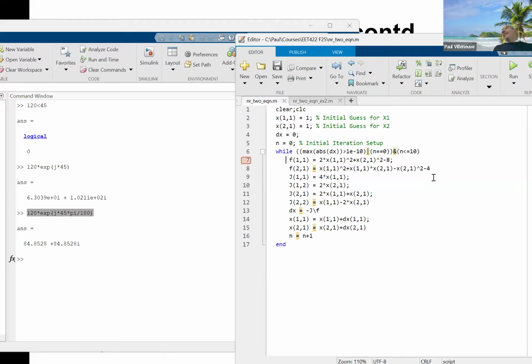So again, that's a quirk of MATLAB. You can also use invert and multiply, but left divide just saves a little bit of processing time. All right. Let us run it.